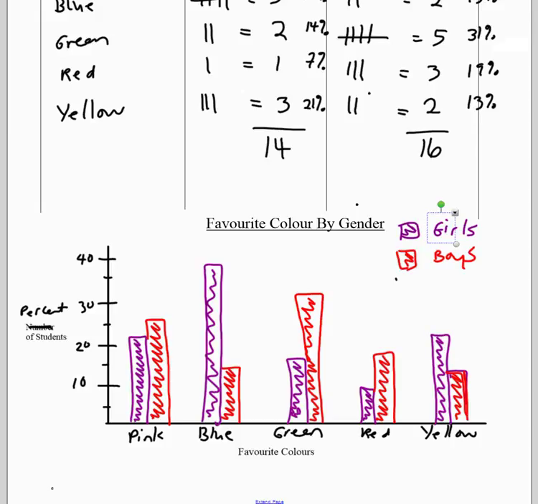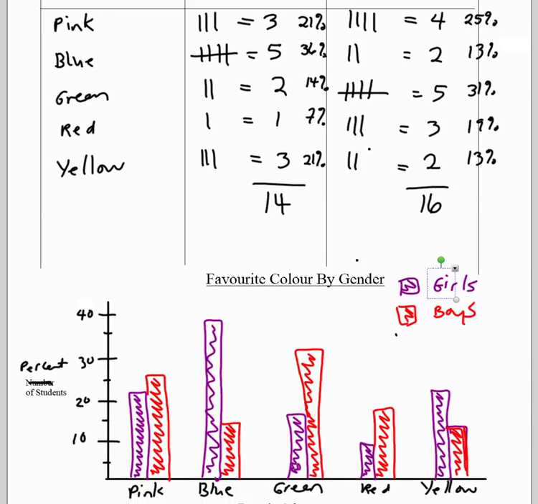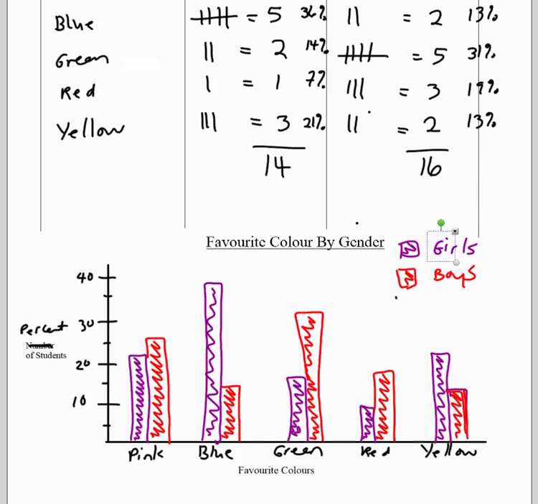Now you can ask questions, or you can answer questions like, what is the girl's favorite color? And you can clearly see that blue is the girl's favorite color and green is the boy's favorite color. You can also ask things like, who likes pink more, boys or girls? And so based on that, you can compare. And again, it's all based on a percentage. You don't want to make a comparison just based on the raw numbers if they are not equal. If both of these were 15, then we could make a comparison and we wouldn't have to turn it into percent.